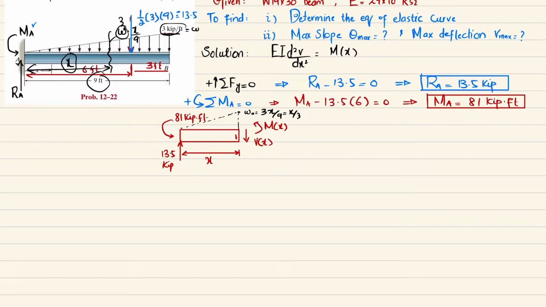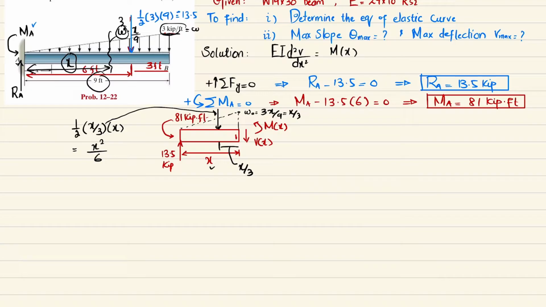Now when you convert this uniformly increasing load into a point load, definitely this point load will be acting at total length over 3, which is this distance x by 3, and the magnitude of this load will be equal to 1 over 2 into x by 3 into total length x, and that will be equal to x square over 6.